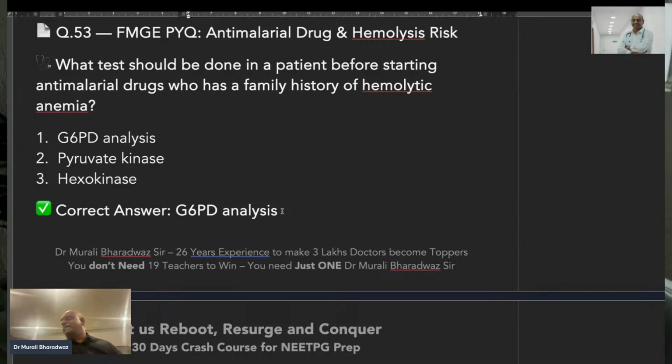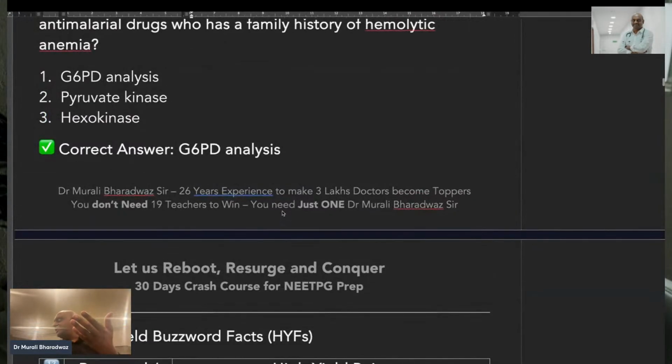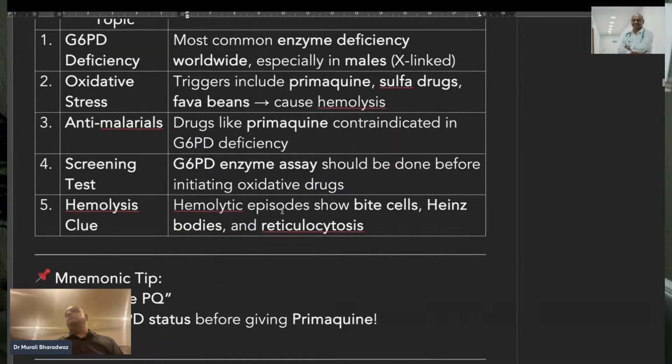starting anti-malarial drug? G6PD. He asked a very cheap question, but actually there is a terror point about it. What are all the drugs that G6PD deficiency people should not be given, which will lead to hemolysis? G6PD deficiency drugs list that you need to learn by heart.